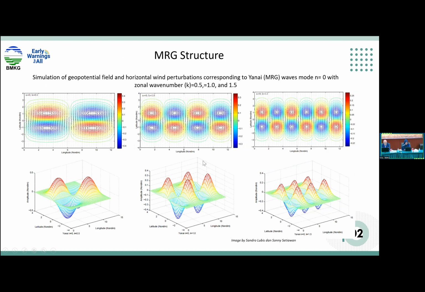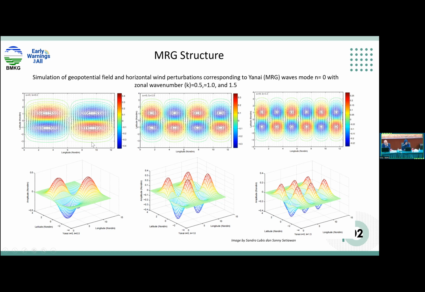This is the structure of MRG wave, and I got it from the Sandro, Lubis, and Sonistia paper. This picture simulates a geopotential field and horizontal wind perturbation corresponding to the Yanai wave for mode N0 with zonal wave number 0.5, 1, and 1.5. We see in the upper left panel wave number 0.5, in the middle wave number 1, and in the right panel wave number 1.5.